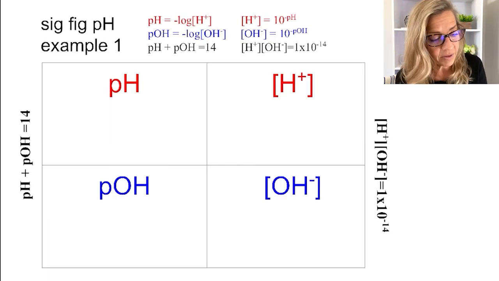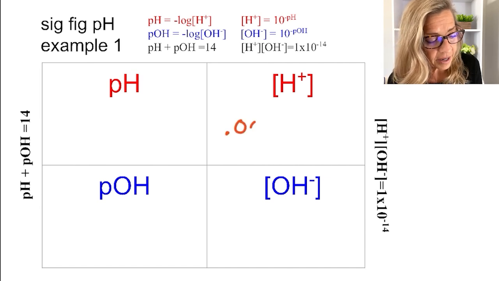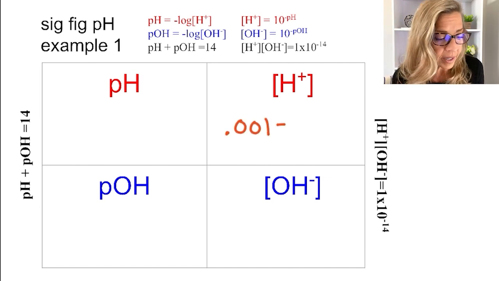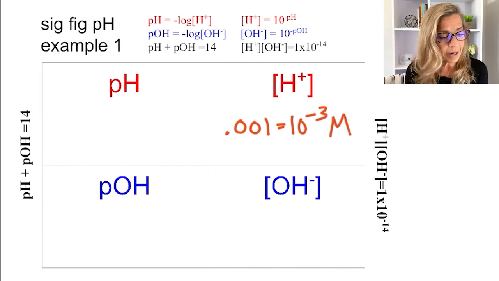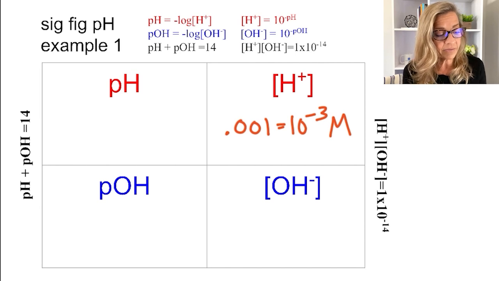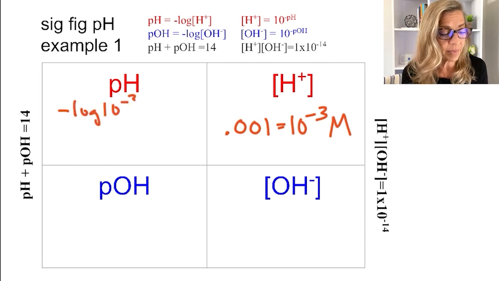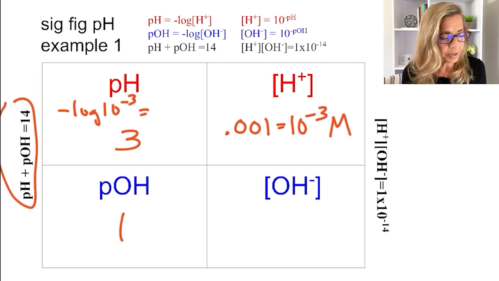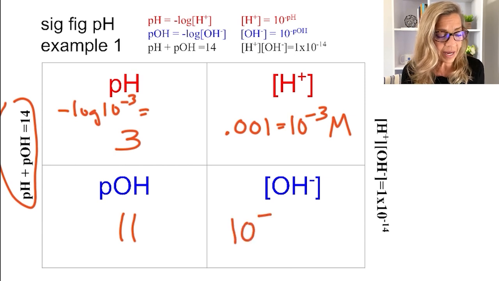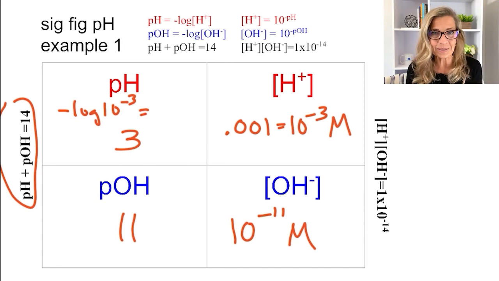All right, the first one I want to give you is we have a hydrogen ion concentration of 0.001, which is 10 to the negative third molar. Okay, this is just a hypothetical solution. So if we take the negative log of that, negative log of 10 to the minus third, well, the log of 10 to the minus third is negative 3, so this is equal to 3. It's that easy. The pOH is 14 minus 3, which is 11. And then this concentration, we're going to raise 10 to the negative pOH, which is 10 to the minus 11 molar. It's that simple.